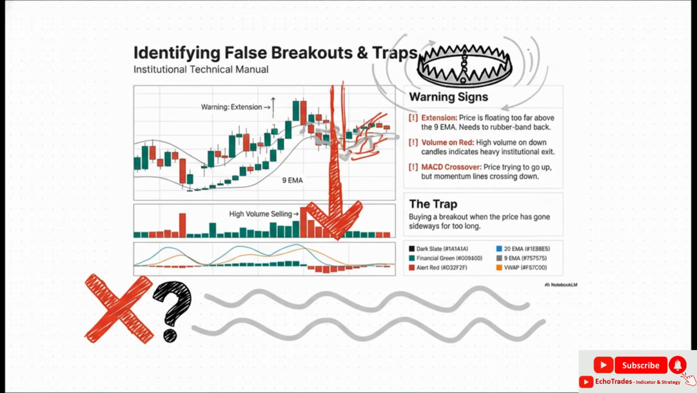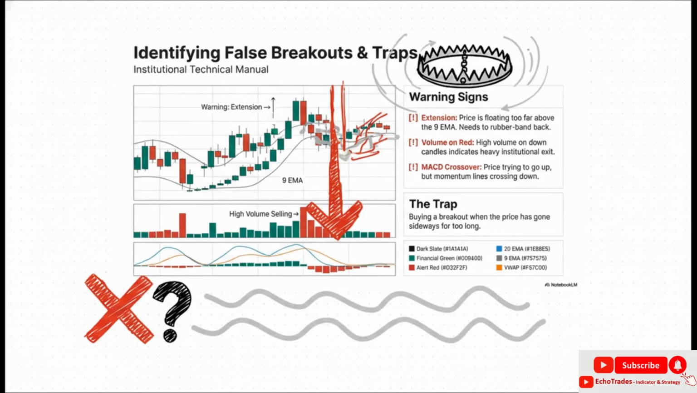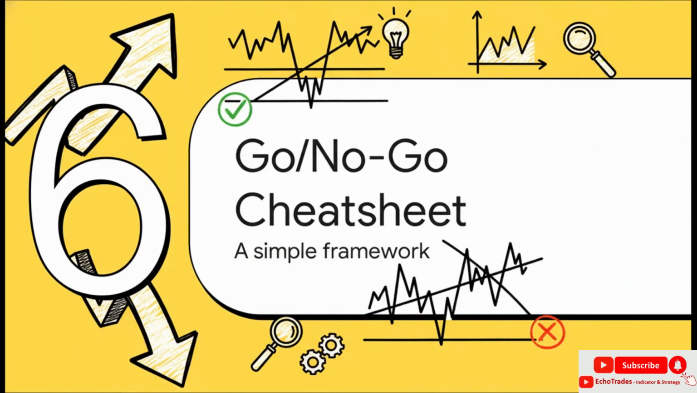I mean, look at this chart. At first glance, it looks like it's about to rip to a new high, right? Super tempting. But then you look down at your momentum gauge, the MACD, and what do you see? It's dying. The lines are crossing over. This is a classic trap, a warning sign that the move is exhausted, and chasing it here is a terrible bet. So let's bring it all home.